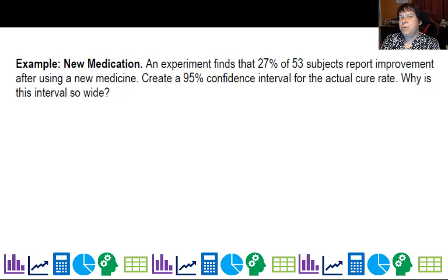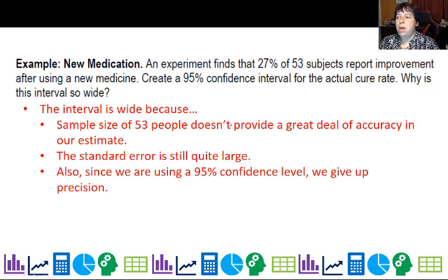So why is this interval so wide, from 0.15 to 0.39? That's 15% to 39%. That seems like a pretty wide window for guessing. Well, the interval is wide because the sample size of 53, that's not a great deal of accuracy. So the bigger we can make that bottom number on the standard deviation, the tighter we can make our window. That means because the sample size is 53, our standard deviation, really our standard error, is still quite large. Also, since we're using a 95% confidence level, we kind of give up on precision. If we went to, say, a 90% confidence level, then you'd have a smaller window.